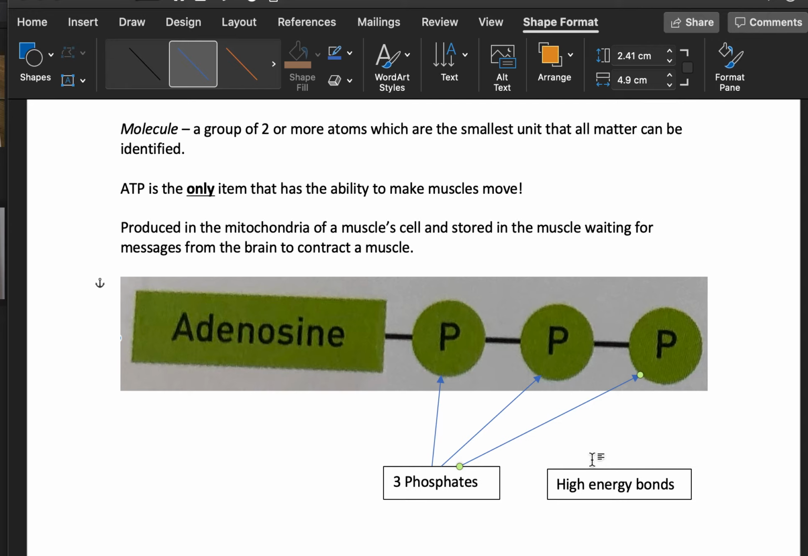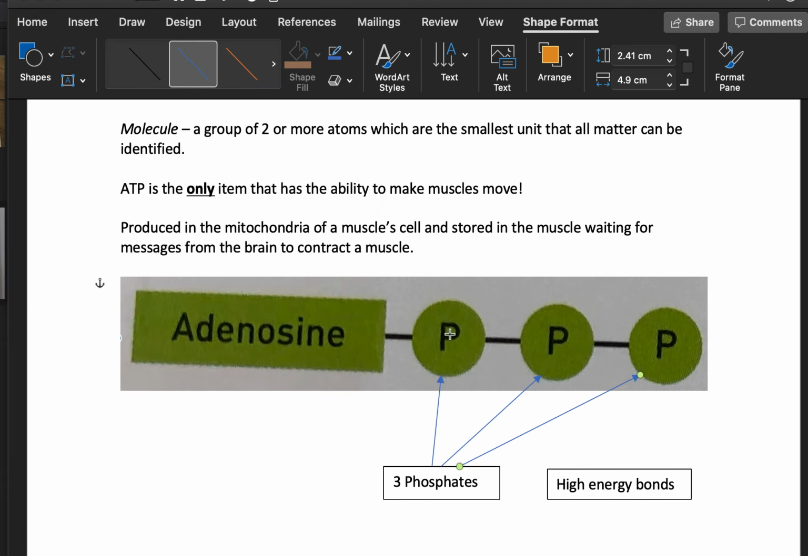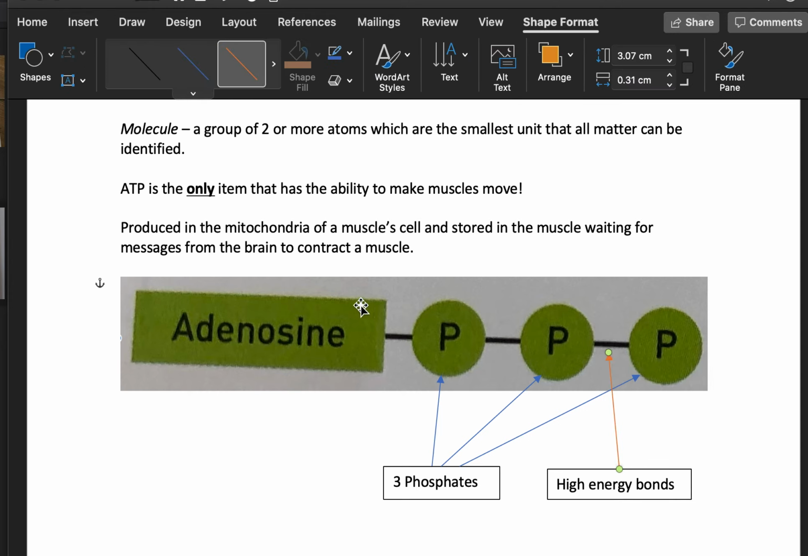But what's most important is not the adenosine, it's not any of the 3 phosphates. It's actually the lines that come in between the 3 phosphates, because these lines here are high energy bonds. Bonds meaning being held together, high energy meaning this is where the energy comes from to be able to move a muscle. I'll create another video to show you how that works using the whiteboard behind me.